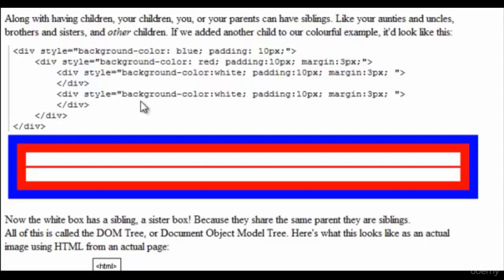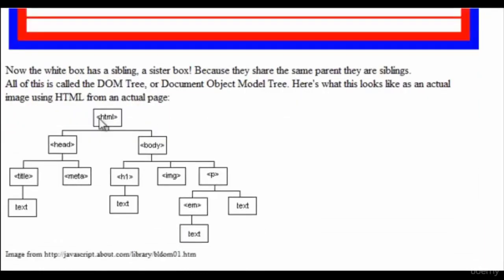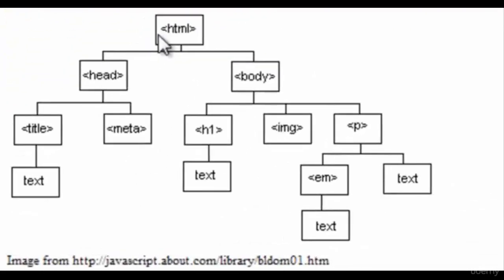And here's what this looks like in an actual image using HTML from an actual page. We start off the page with the HTML element, and then we broke off into the head element. Inside here we have the title tag with our text inside of it, and a meta tag. We could actually have potentially dozens of meta tags, as we covered earlier. And over here, from the other side of the head, we have the body. And in the body we can have our H1, which will have our text in there.